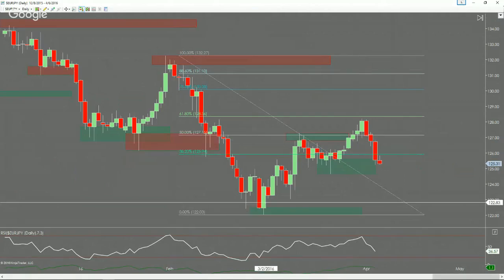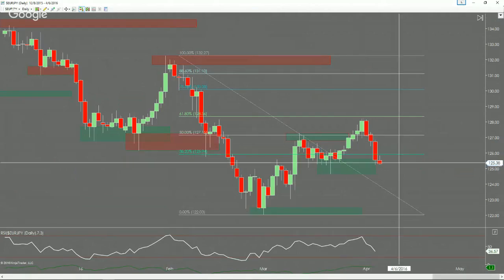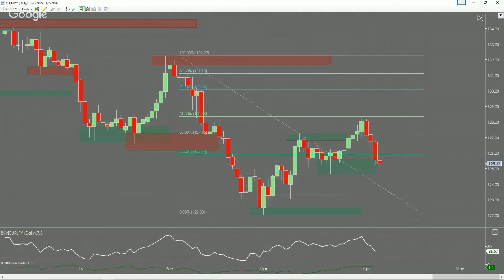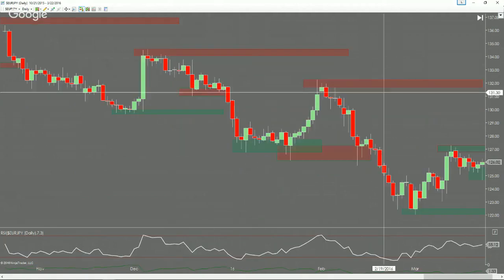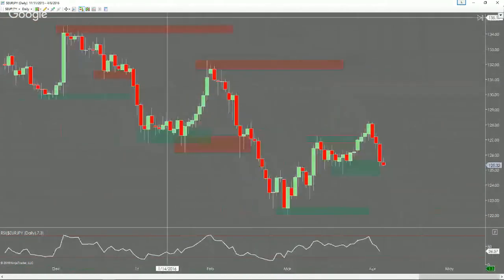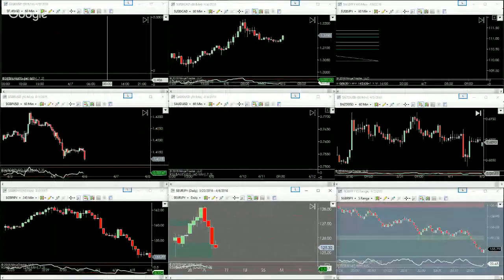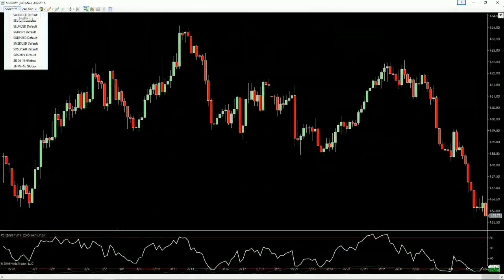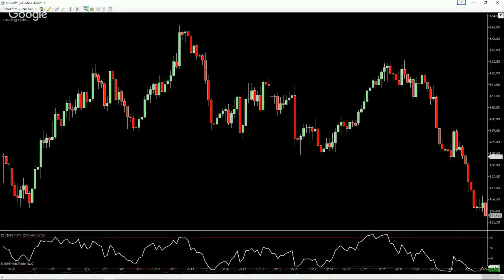Euro Yen, we could have a potential bat pattern right there, but because this is not showing us any lows yet, it could still come up and give us a Gartley pattern. That's still ways away, so we won't worry about that right now. So Euro Yen.